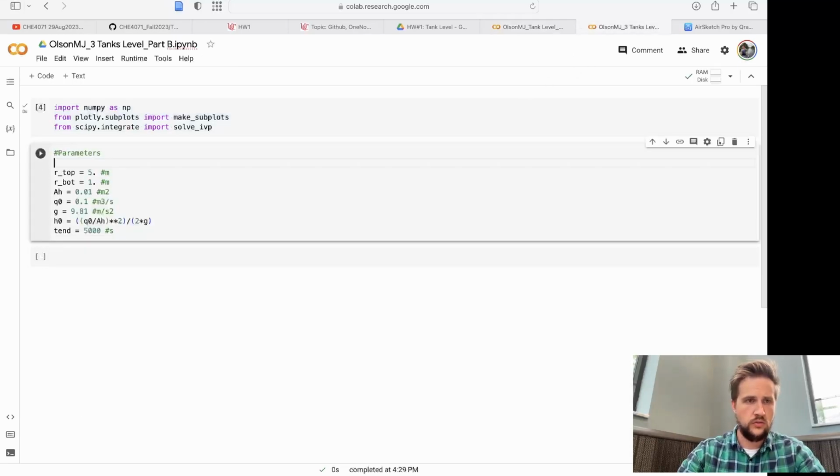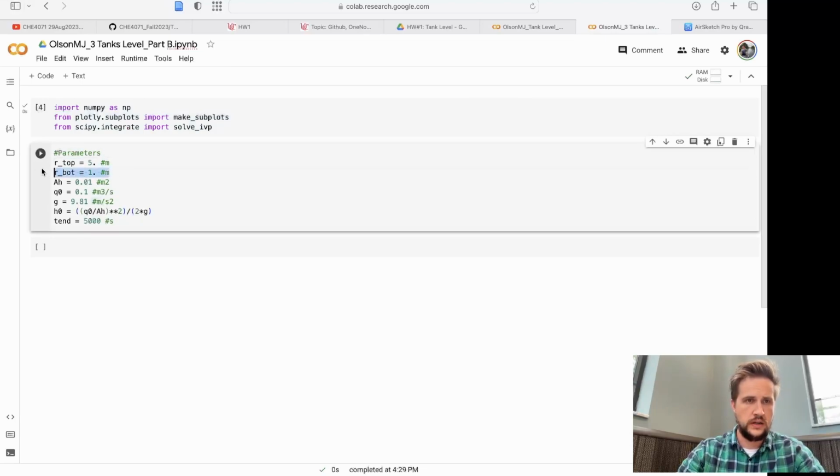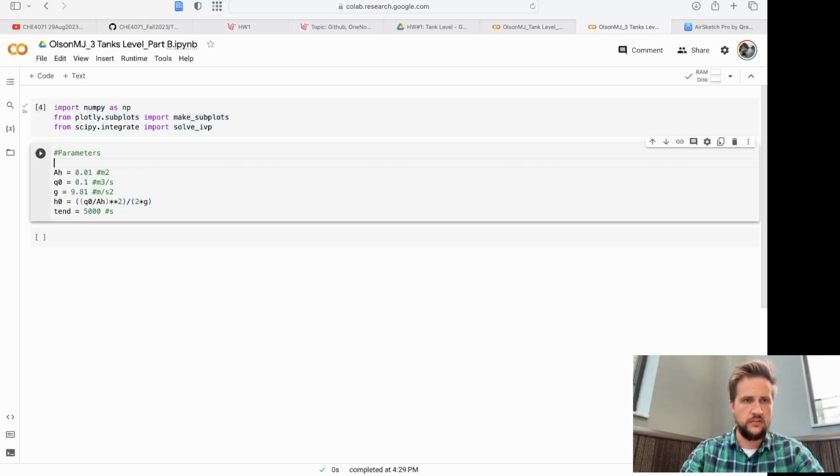The H total, we're not using that. We're not doing a conical tank anymore, so we can get rid of the radiuses.